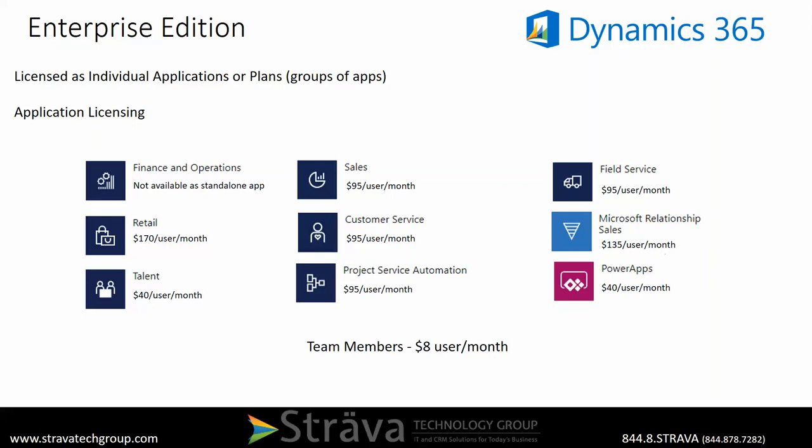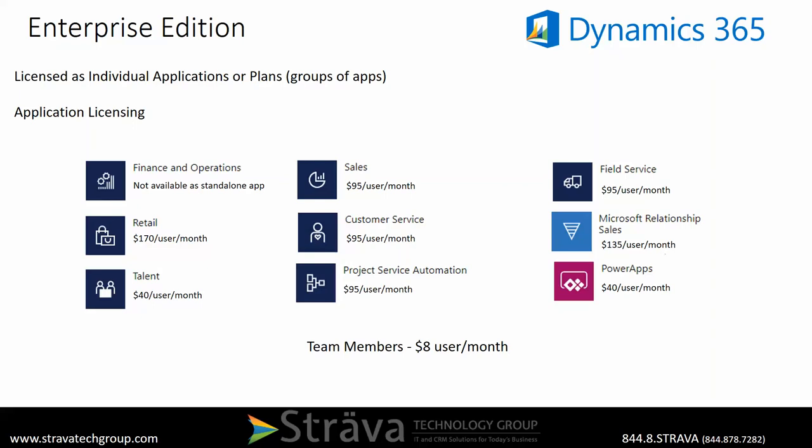It is also not able to be licensed as a standalone or individual application. So you have to get a plan level license if you'd like to license the Enterprise Edition finance and operations component or application. The applications that can be licensed individually or together include the Retail Edition, and that's $170 per user per month, and that's a version of Dynamics 365 that's been highly tailored towards retail businesses.